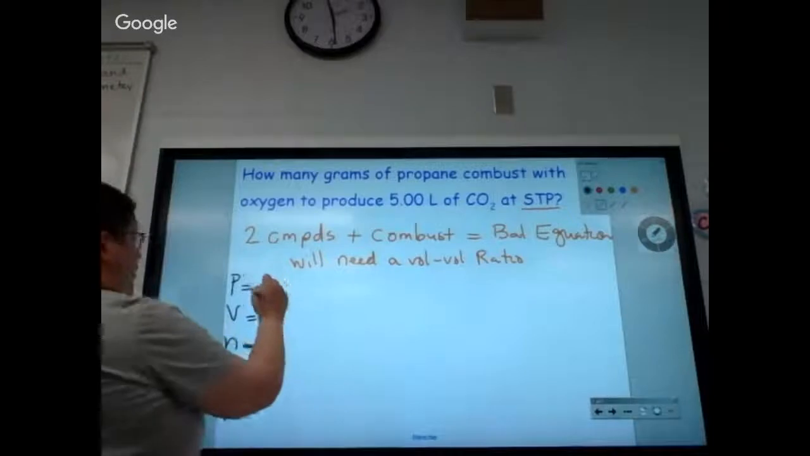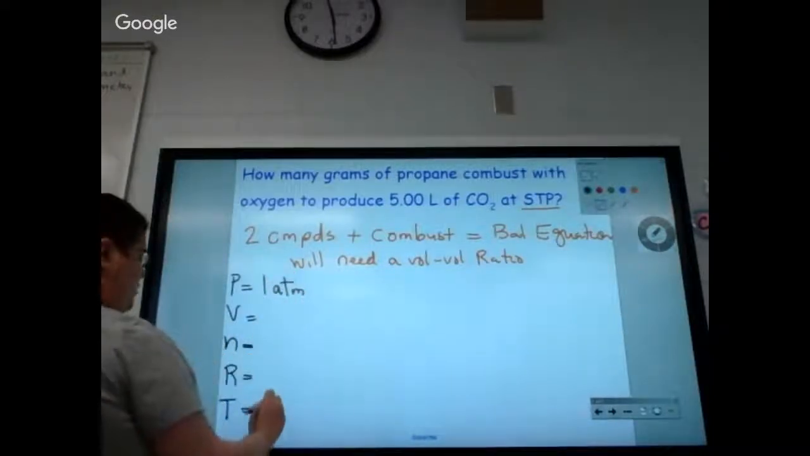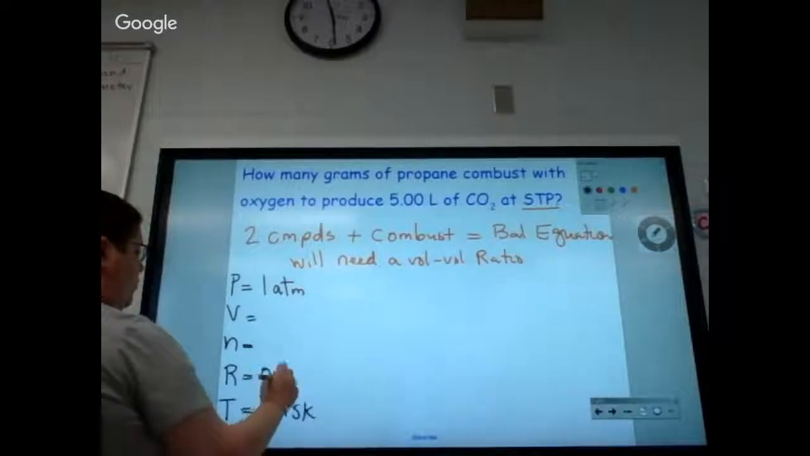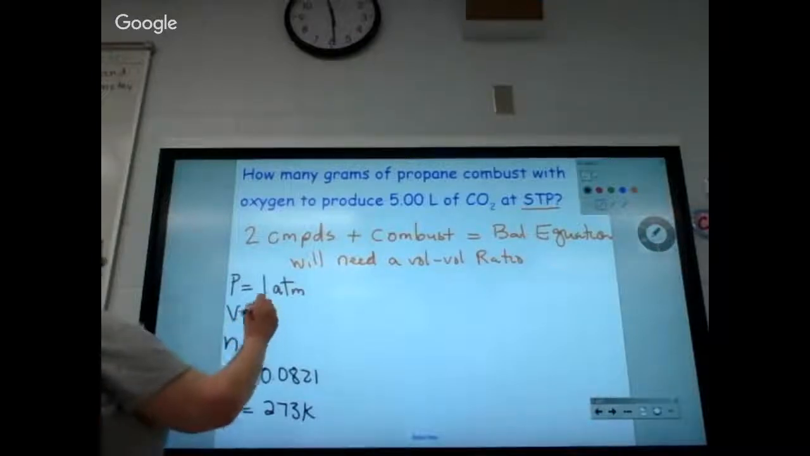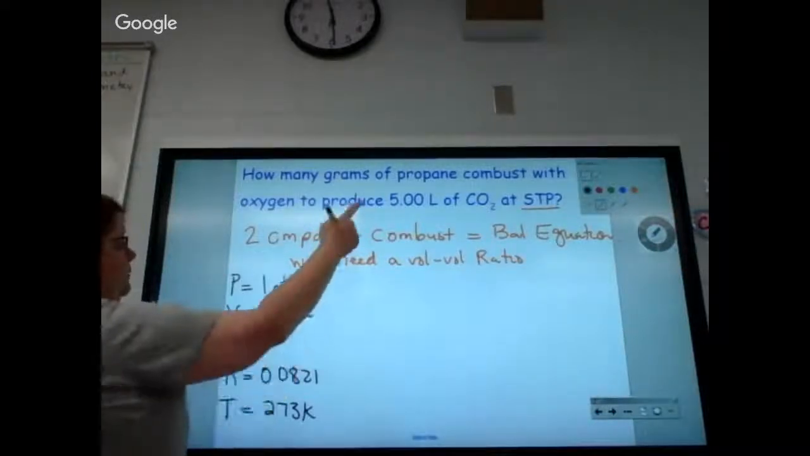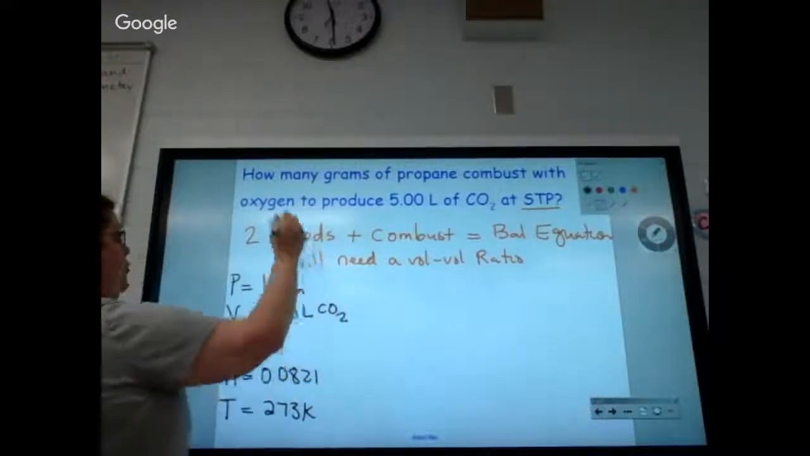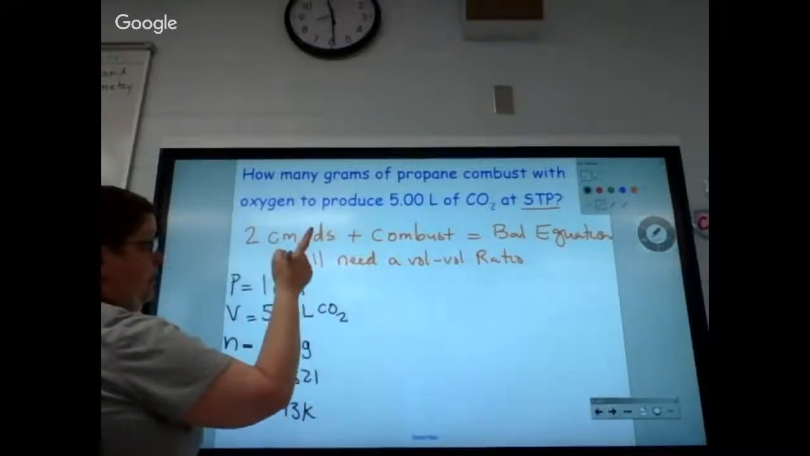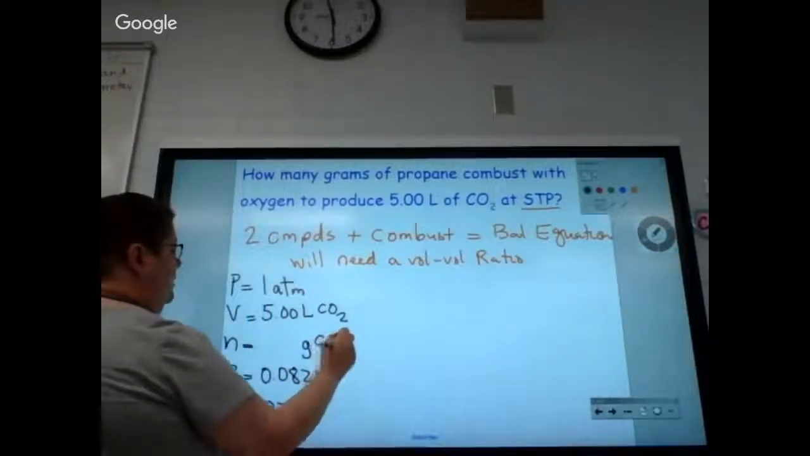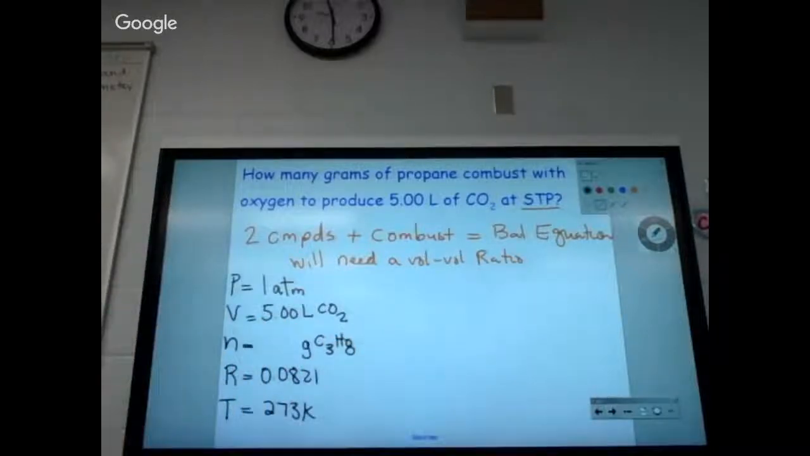All right? So the pressure is 1 atm, temperature is 273, and R is 0.0821. Nothing is different than it was on the quiz, right? All the differences come in the volumes and the moles here. So the volume I gave you was 5 liters of what? CO2. I want to know how many grams of what? Of what? Propane, which is C3H8. I would not expect you to know that. It's just a typo on my part, and I forgot to put that in the question. Okay, but I would never expect y'all to know propane is C3H8.